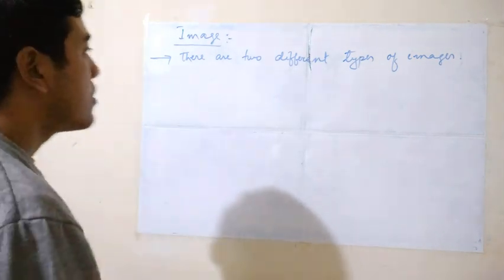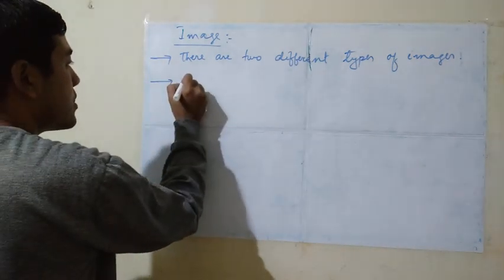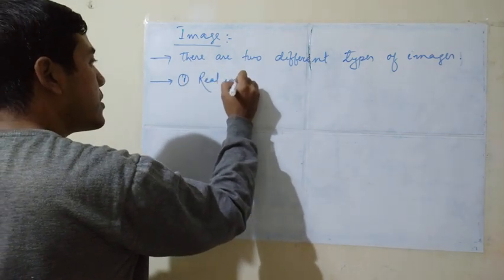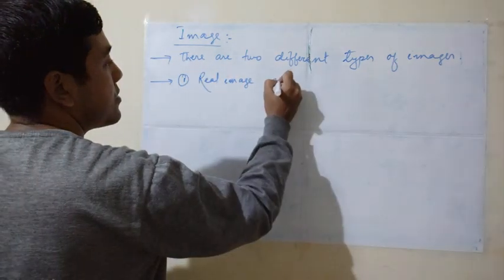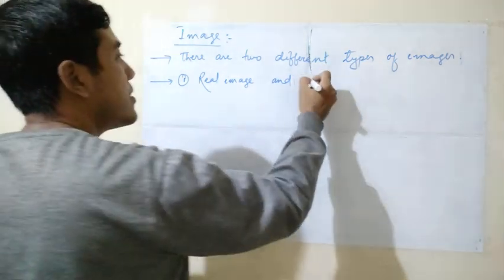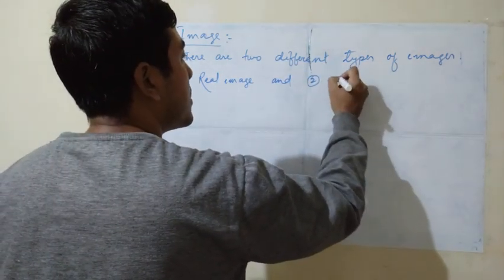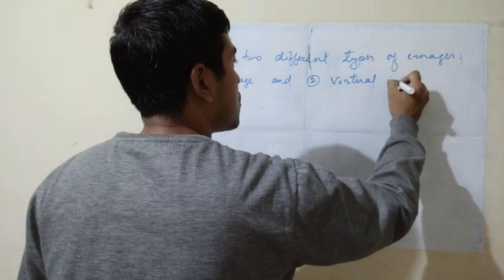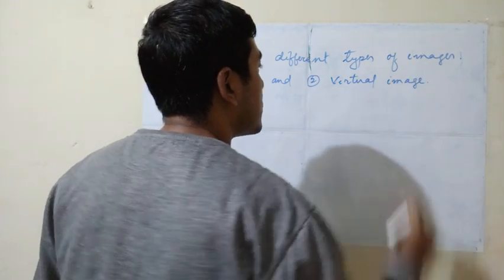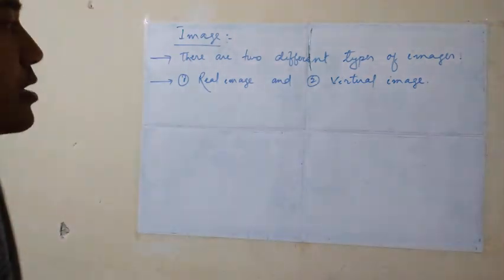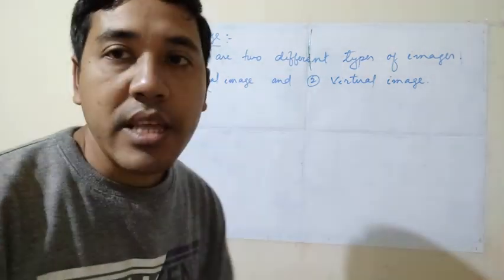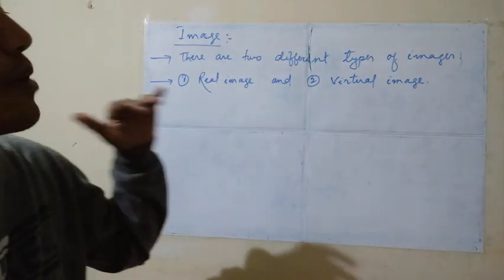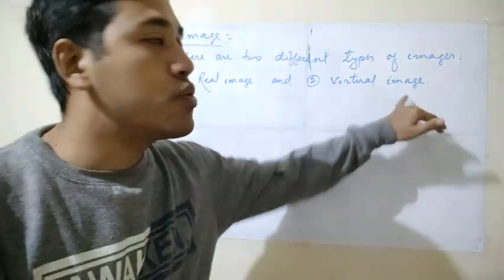Number one is the real image, and another one is the virtual image. Right, how many types of the image are there? There are two types. What are they? Number one is the real image, and the other one is the virtual image.